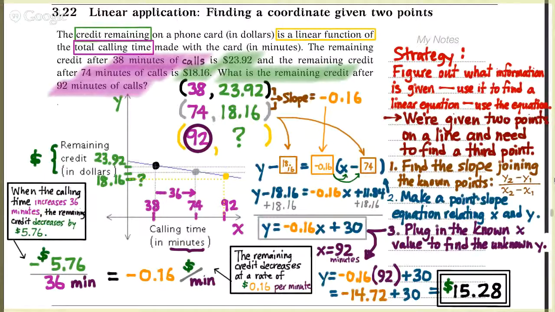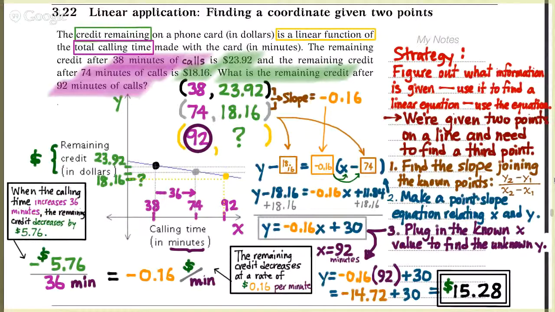So then we looked at the rest of the information given and realized that it was giving us 2 points. It was giving us a point where x was 38 and y was 23.92, and then a second point where x was 74 and y was 18.16. Realizing that that's really what this problem is in essence, a problem where we're given the coordinates of 2 points and asked to find and subsequently use a linear equation which joins those 2 points, we now know what to do.